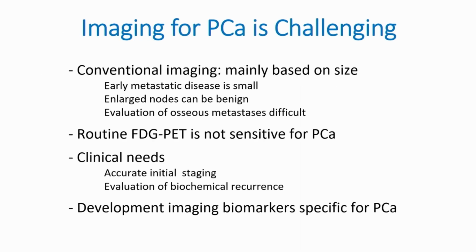And so as we just heard, imaging for prostate cancer is challenging. Conventional imaging is mainly based on size, where early metastatic disease is small, and large nodes can be benign, and evaluation of osseous metastases are difficult. Routine FDG PET is not sensitive for prostate cancer, and there are real clinical needs in accurate initial staging, as well as evaluation of biochemical recurrence, and then development of imaging biomarkers specific for prostate cancer.